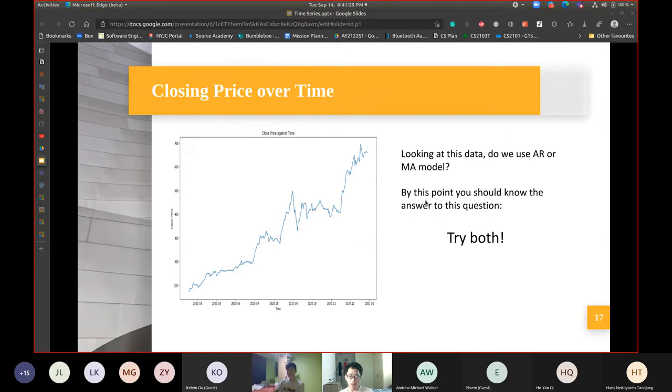Moving on. The problem is that autoregressive and moving average models are both valid models to model a time series, right? You can actually use both. You can use one of them, but you can actually combine the two to get an even better model, right? And this is a common technique in machine learning, especially if you go for Kaggle competitions and stuff.